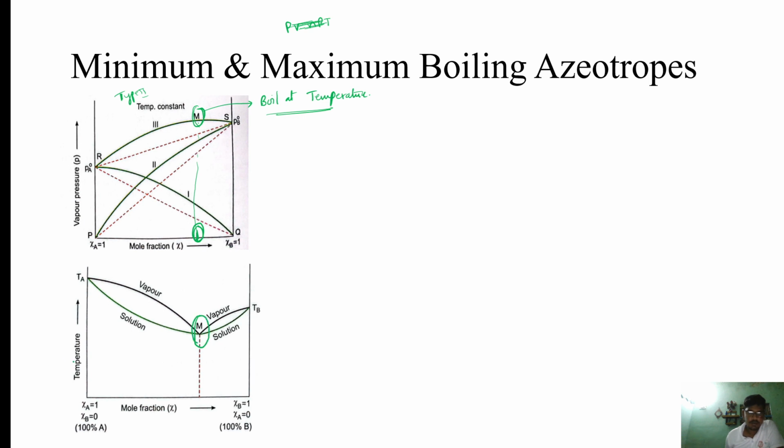See, this is the plot between temperature and mole fraction, and this is the plot between vapor pressure and mole fraction. Since the deviation at this particular composition is maximum, the boiling temperature here will be minimum. Another thing you must notice here is that the vapor and solution compositions are the same at this point.